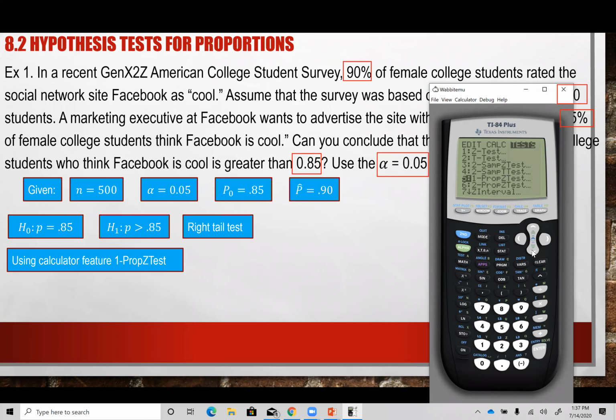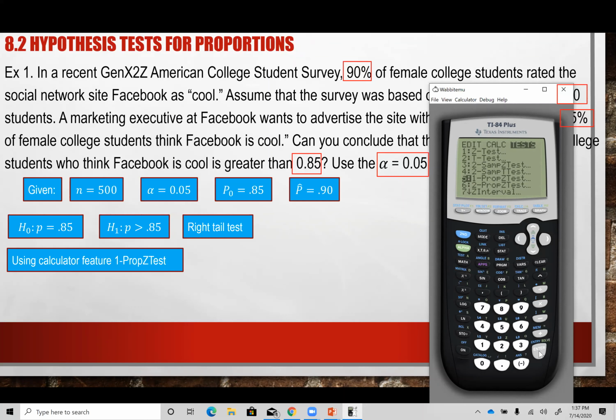So again, the test and the interval is easy. If they ask you to construct the interval, that's what you're going to use, the interval. If they ask you to conclude, then that's your test. And again, the T versus the Z: the T uses the sample standard deviation, the Z the population standard deviation. And if they ask you for proportional, we're using the one proportional Z test.